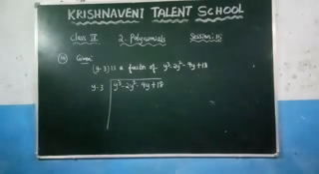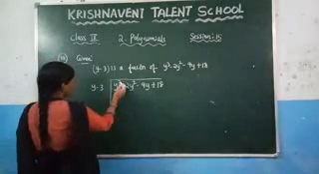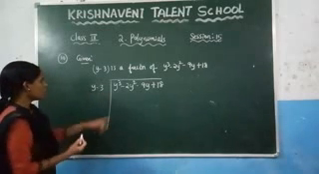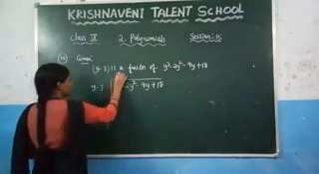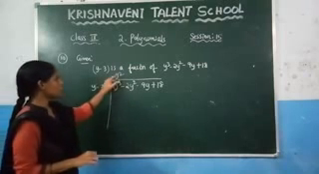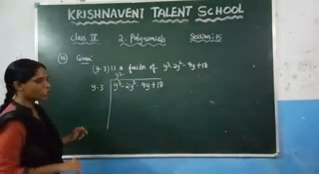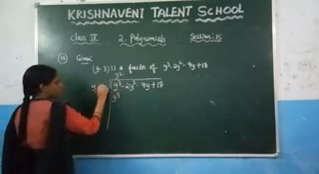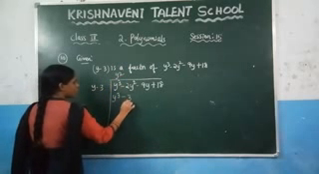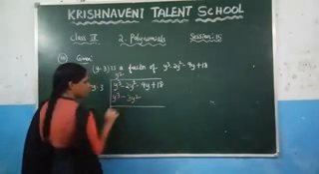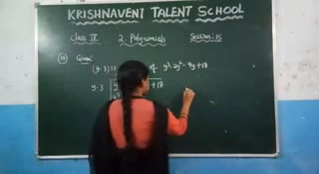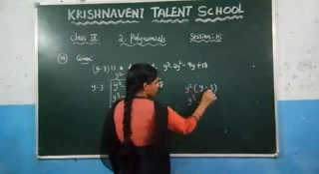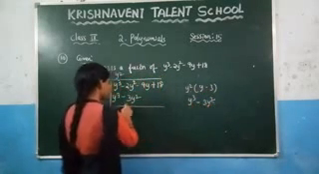Now see how to divide. First you divide the first term of the dividend by the first term of the divisor. So what do you get here? y cube by y, which gives you y square. Now you need to multiply this y square with the divisor. y square into y gives y cube, and minus 3 into y square gives minus 3y square. You need to write that here.